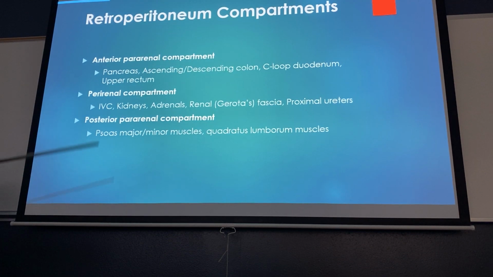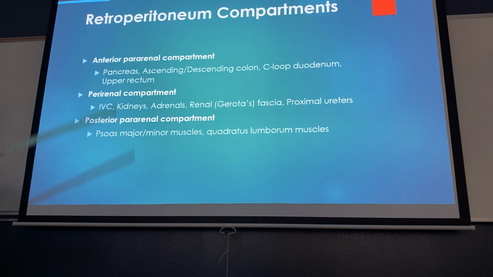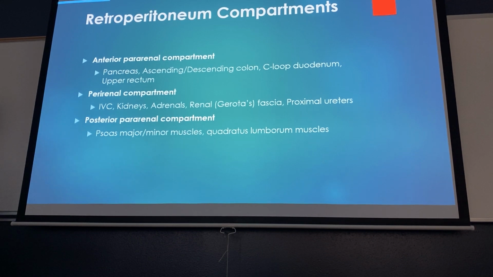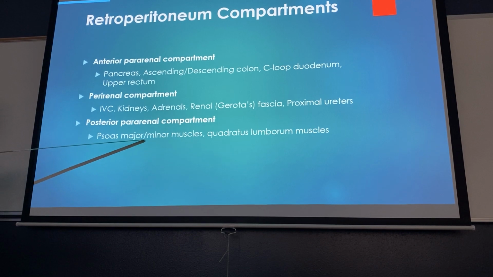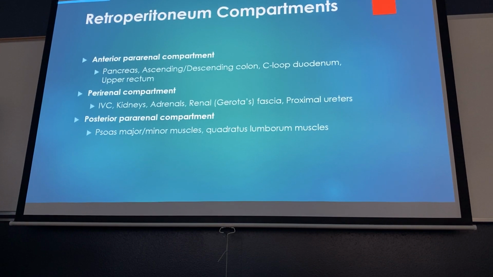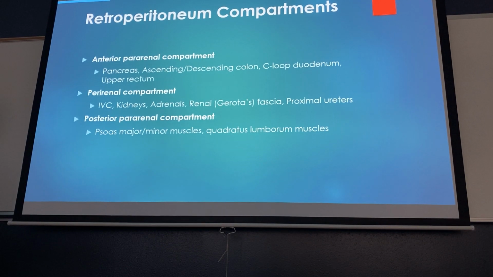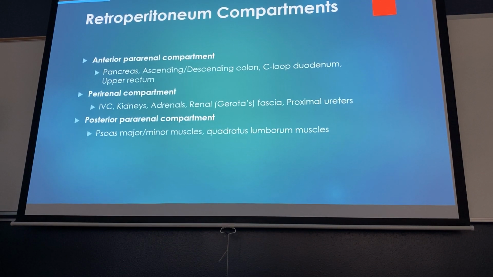Retroperitoneal structures are rather complex. From a medical imaging perspective, we subdivide it into 3 compartments: the anterior pararenal, the perirenal, which means in and around the kidneys, and finally the posterior pararenal compartment, which mostly contains muscles and certain connective soft tissues. The busiest one, for lack of a better term, is the anterior pararenal compartment.